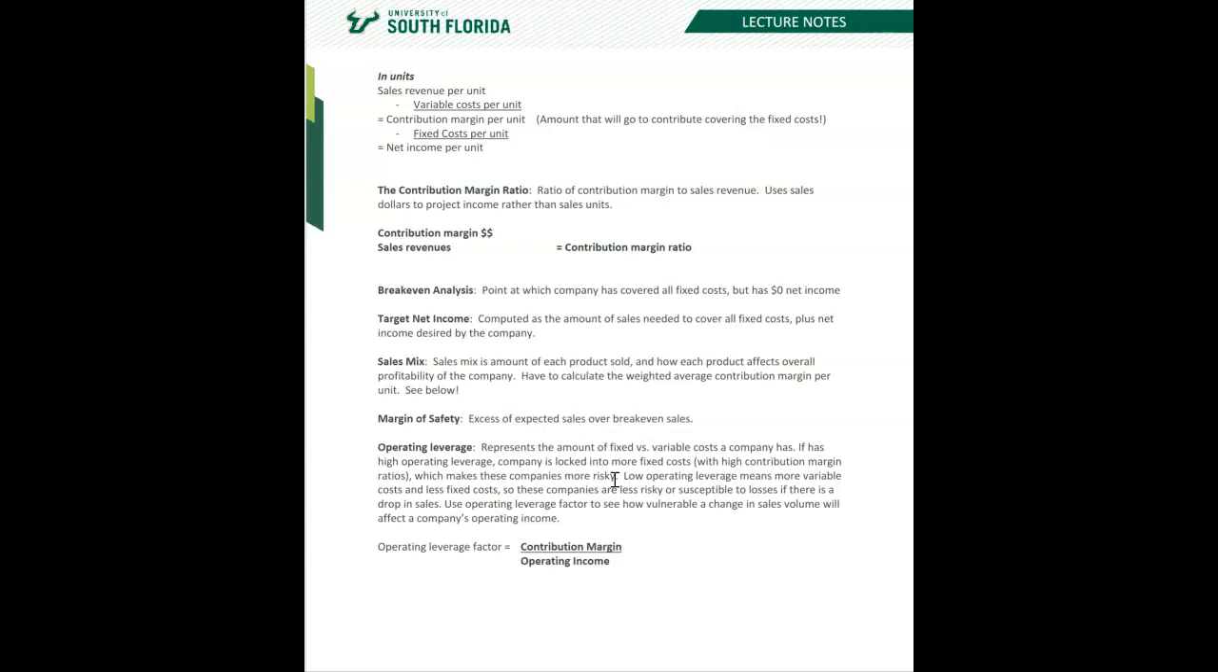In some ways you can gain more income, but you can also lose more income faster too. So high operating leverage means higher fixed costs and high contribution margin ratios, whereas low operating leverage means more variable costs and less fixed costs. These companies are less risky or less susceptible to losses if there's a drop in sales. And the operating leverage factor is the contribution margin divided by operating income. Once we work with problems, this will all become clearer.